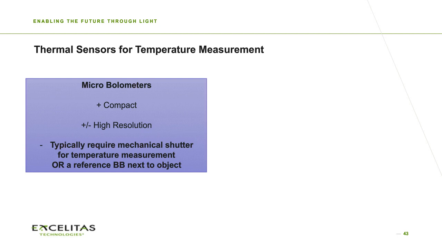The downside is that you need to actually digest all those pixels. So don't take into account what costs the sensor alone, but you need to take into account the whole system price. And typically they require a mechanical shutter for temperature measurement or a reference blackbody next to the object. So those are the two established methods to measure with a microbolometer an absolute temperature with a high accuracy.